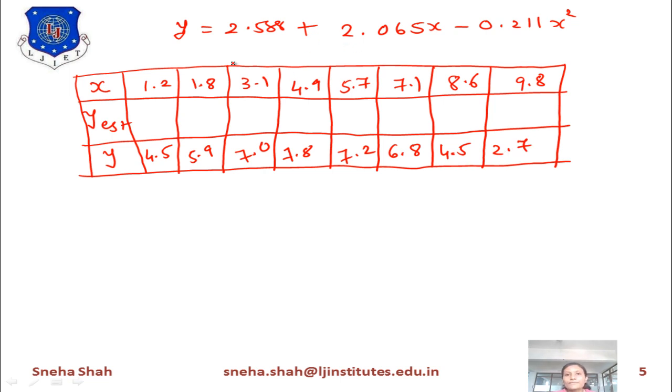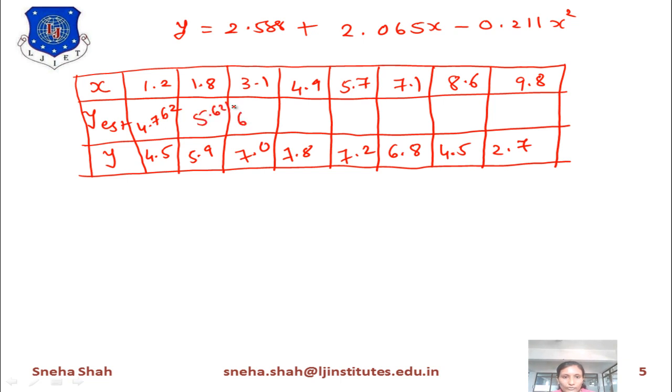Now in this, first I will take x equals 1.2 in this equation. So over here 2.065 into 1.2 minus 0.211 into 1.2 square plus 2.588 will give you the estimated value of y. So for the first term, the estimated value of y equals 4.762.